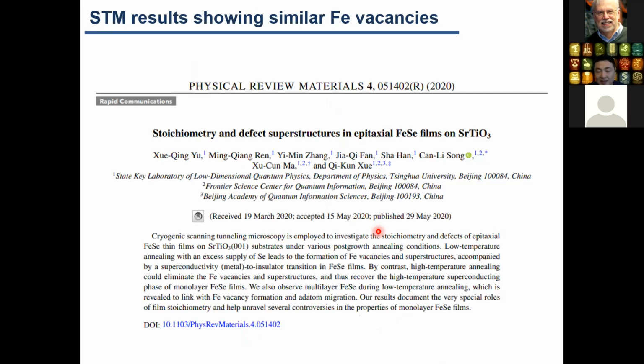Quickly after we put out the paper, the original group in China who discovered the monolayer iron selenide superconductivity also put out a paper. They did use STM to study the as-grown film, and they found a very similar conclusion to what we did. The high temperature annealing process basically eliminates the iron vacancies and the superstructures, and after you remove the iron vacancies, the film will be superconducting.